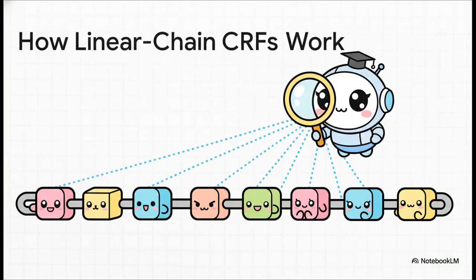Now, the most common type of CRF, the linear chain model, sees a sentence exactly like this visual, as a chain. Each word's label, like noun or verb, is a link. The model learns these simple rules, like knowing that an article, say, is probably followed by a noun, not another verb. And here's the crucial part. It finds the strongest possible sequence for the entire chain, not just the best guess for one single link.